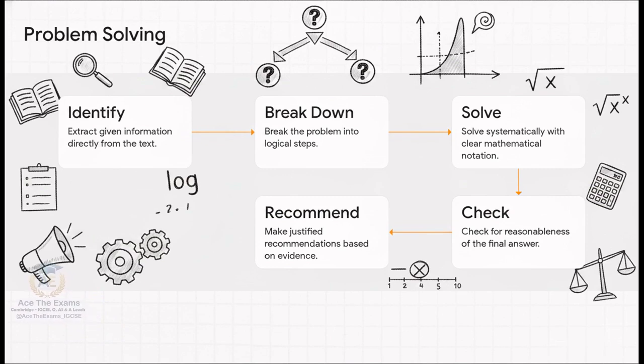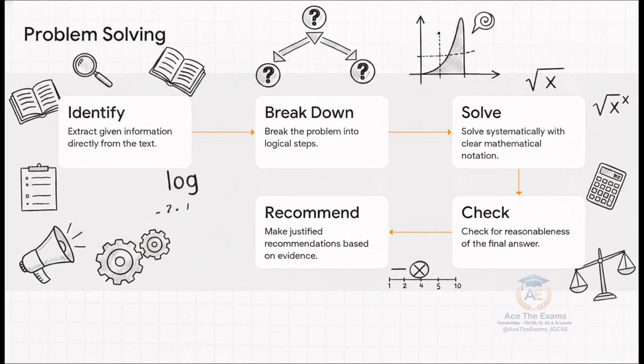Step 2. Break the problem into logical steps. Which analytical framework are you selecting? If the unknown variable is in the exponent, you know you are going to be taking the natural log of both sides. Plan that out. Step 3. Solve systematically. This is where you execute with clear notation and correct terminology step by step.